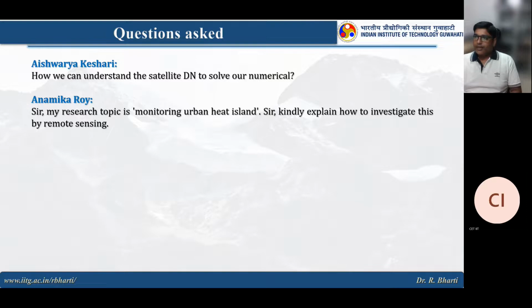Anamika is asking about monitoring urban heat island. See, these are very specific questions. The motive of this course is to make you familiar with remote sensing and GIS, and what exactly the strengths and weaknesses of remote sensing and GIS are that you will learn.